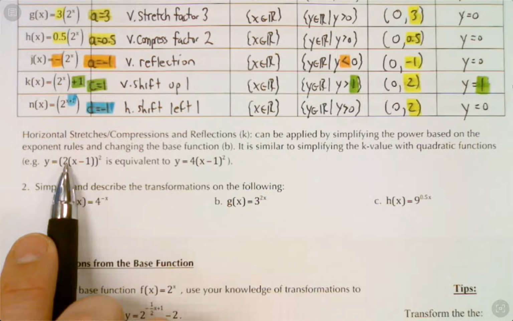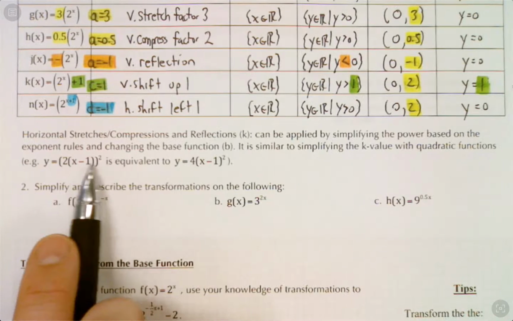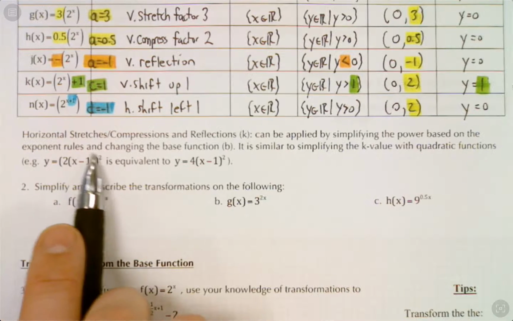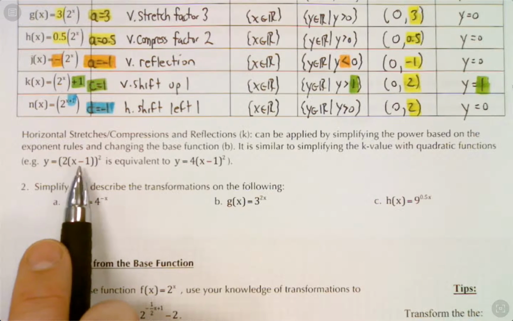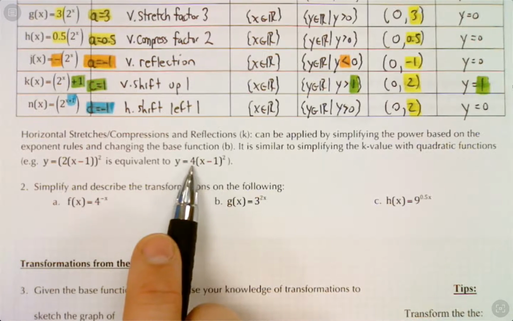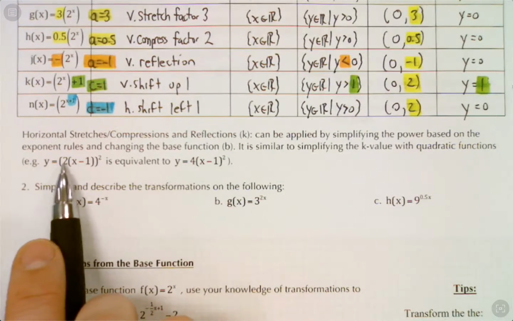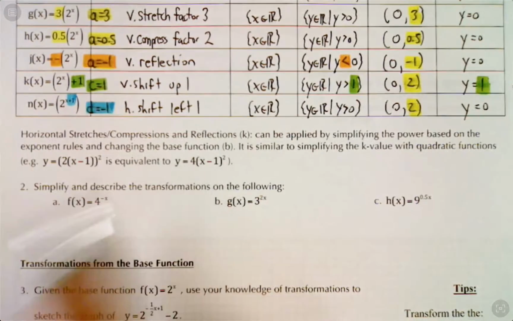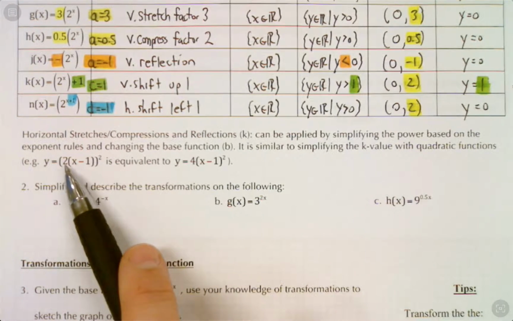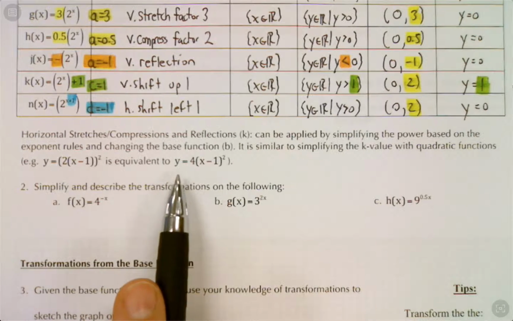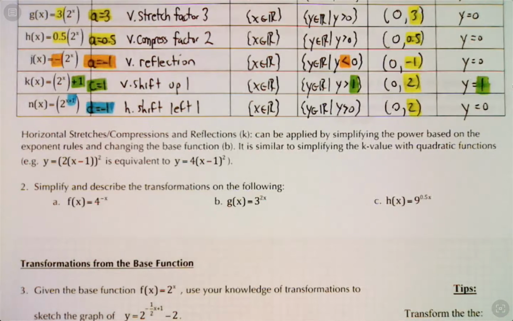The k value we knew in quadratics was the h and k of the vertex, but no horizontal stretch or compression. And that's because you can simplify this. You can square the 2 and square the x minus 1. If you square the 2, you get 4. And if you square the x minus 1, you get x minus 1 squared, which in effect takes that k value, squares it, brings it outside the bracket, and makes it an a value. And that's why you never learned about horizontal stretches or compressions when you learned quadratics, because you can always simplify a horizontal stretch or compression into a vertical stretch or compression. And that was a neat property of quadratic functions.